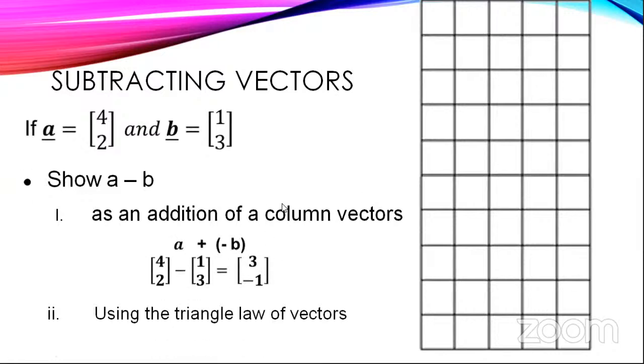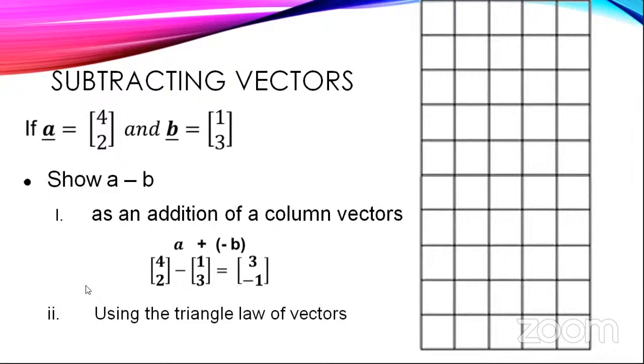So if we're using the addition principle, we're adding the inverse of that vector, or the opposite. So vector A plus the inverse of B, or the negative of B, will give us 4, 2, and we're actually taking 1, 3 from it. And when we take 1, 3 from it, we're left with 3, -1.